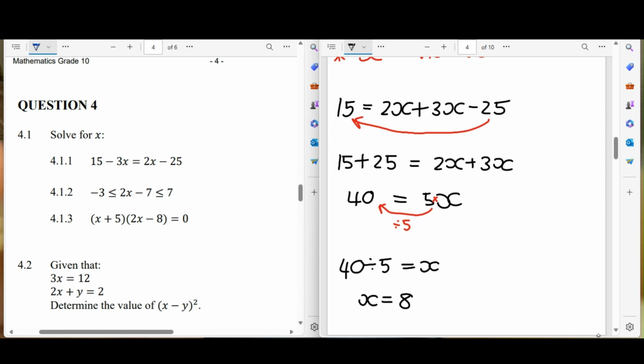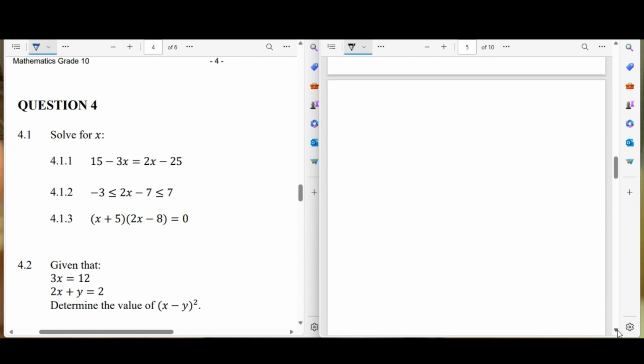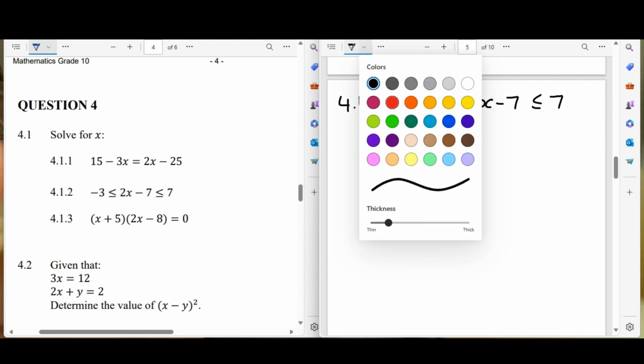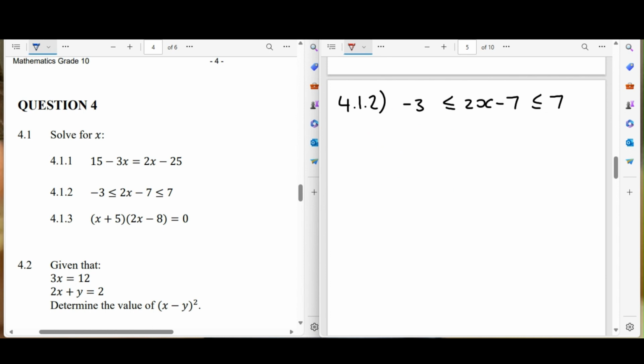Okay, if we look at 4.1.2, it's an inequality question. We follow exactly the same kind of process. So 4.1.2. Minus 3 is less than or equal to 2x minus 7, less than or equal to 7. Inequality is the same kind of process. We want to try get x all by itself. So we have to get all the numbers away from the x, so it's just x by itself. The only difference is if I'm trying to take this minus 7, I've got to move it across that side and across that side.